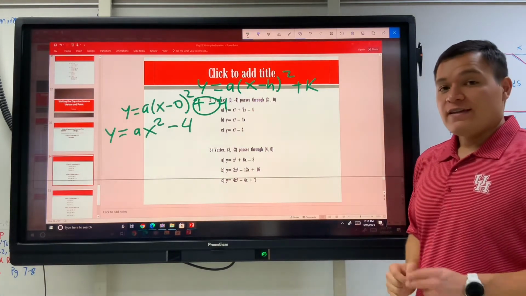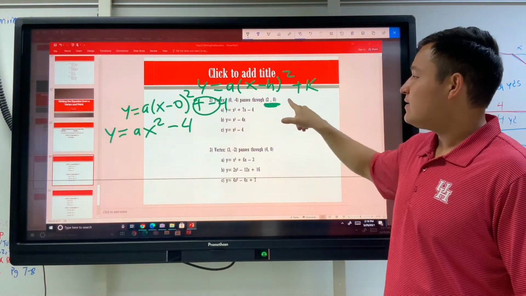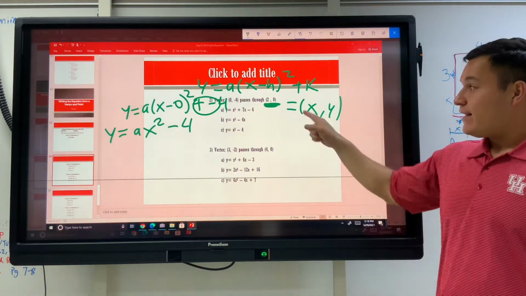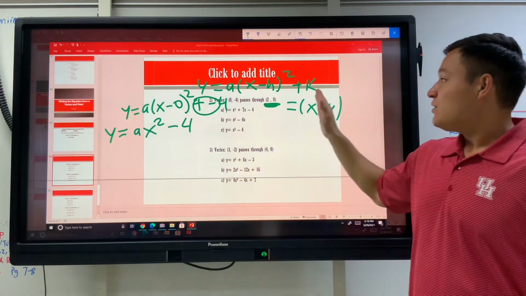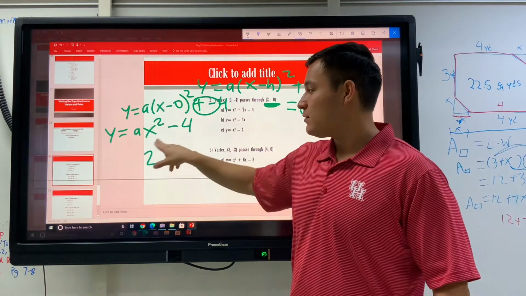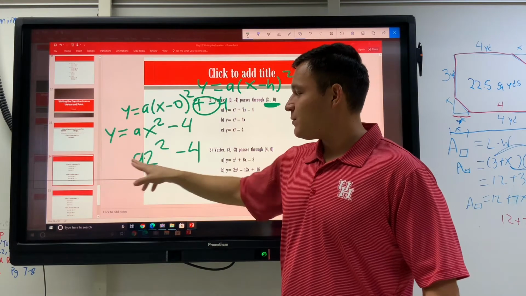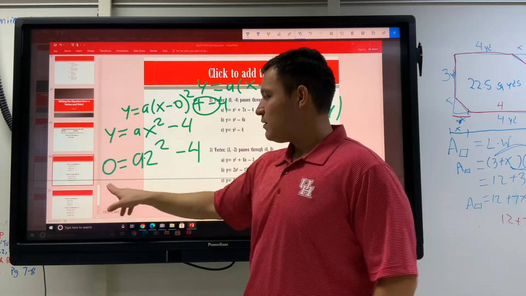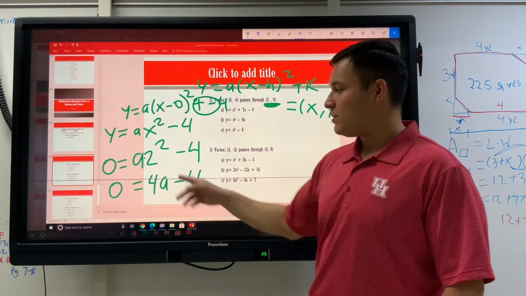So our equation is a x squared minus 4, and then we have to use this. This is going to be an x and a y. That x and y is going to be on the graph, so it's one of the solutions to this equation. So we're just going to take the x that they gave us, which is 2, and put it for x. A times 2 squared, and then the y will be 0.